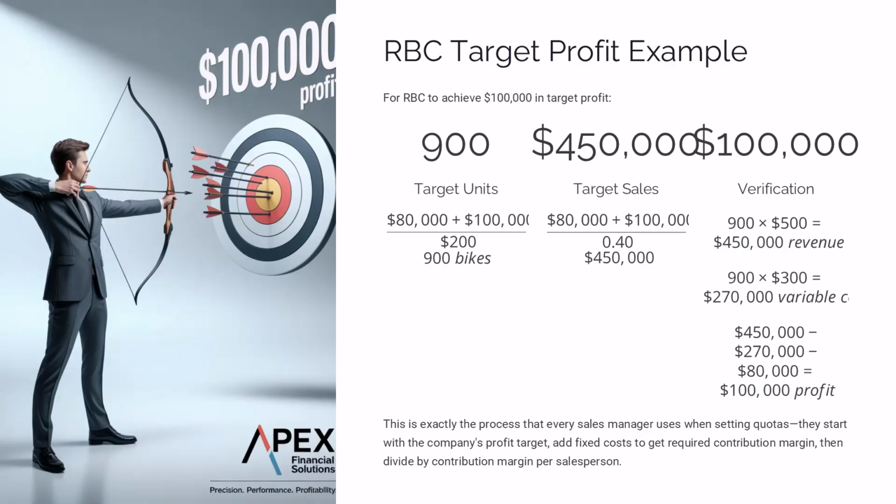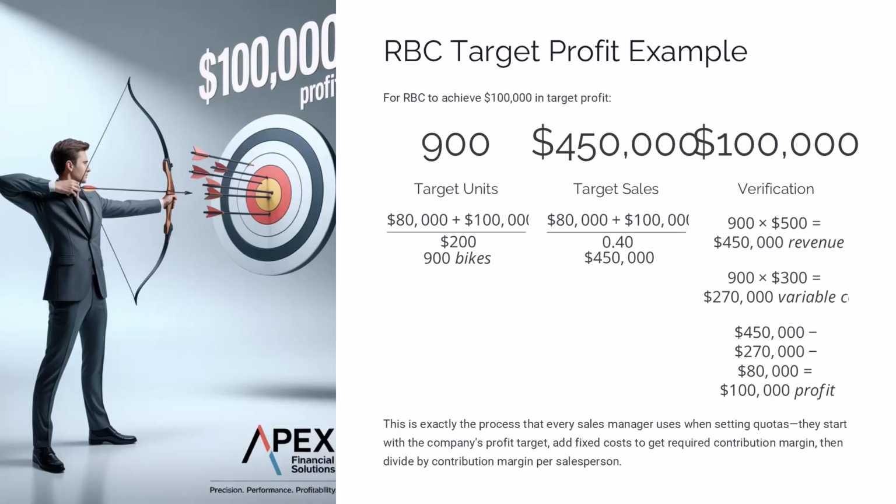For RBC to achieve $100,000 in target profit, they need target units equals $80,000 plus $100,000 divided by $200 equals 900 bikes, or in sales dollars, target sales equals 80,000 plus 100,000 divided by 0.40 equals $450,000, which you can verify by calculating 900 bikes times $500 equals $450,000 in revenue, minus 900 times $300 equals $270,000 variable costs, minus $80,000 fixed costs equals exactly $100,000 profit.